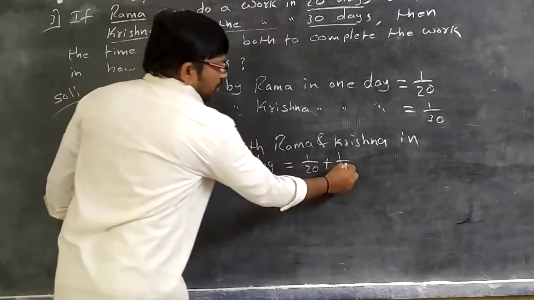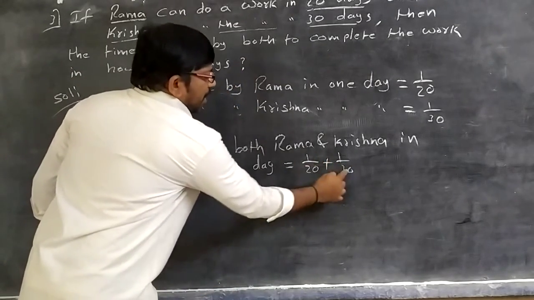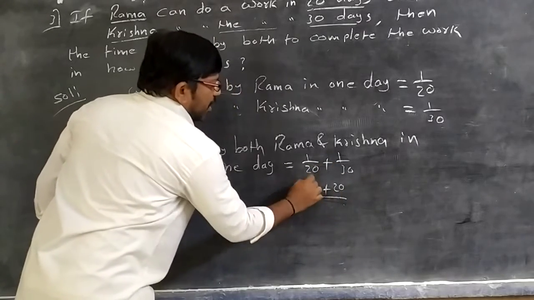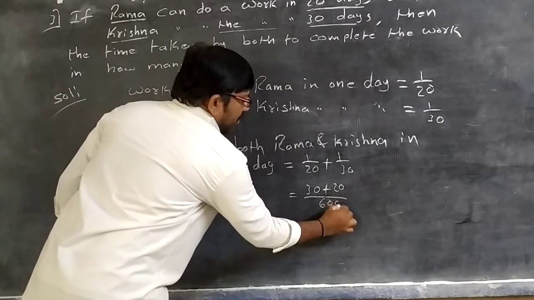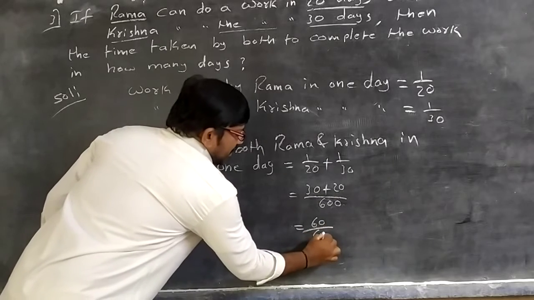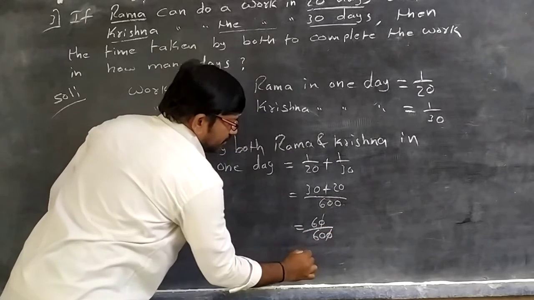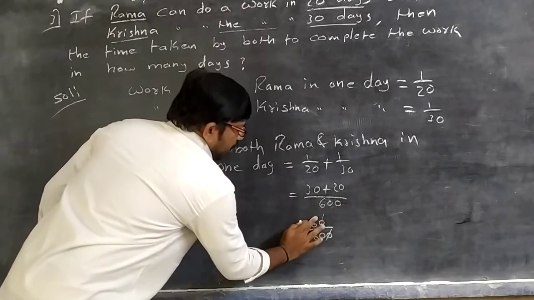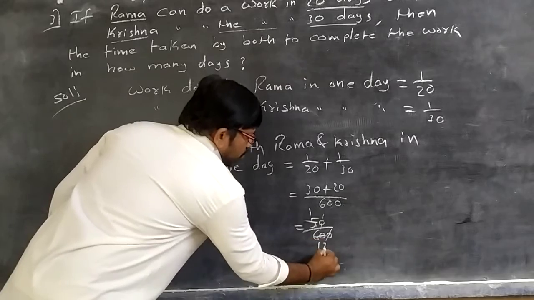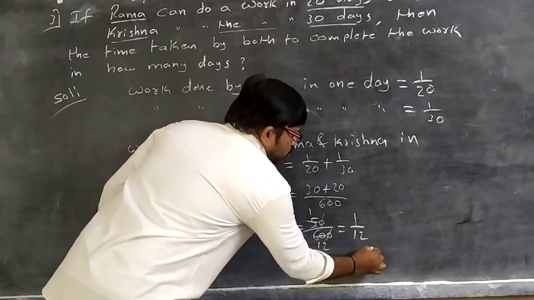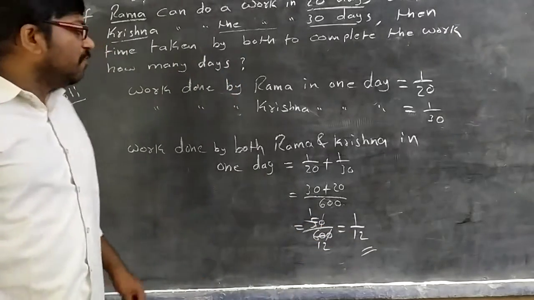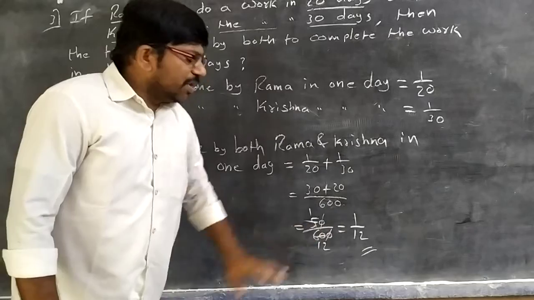Okay, right. Now simplify it. Cross multiply. 30 into 1 is 30, plus 20 into 1 is 20, by 20 into 30 is 600. Sorry, 30 plus 20 is 50. 50 by 600. 0 0 cancel, 5 ones are 5, 5 12s are 60, that is equal to 1 by 12. So 1 by 12 portion of work is done in one day by both Rama and Krishna.